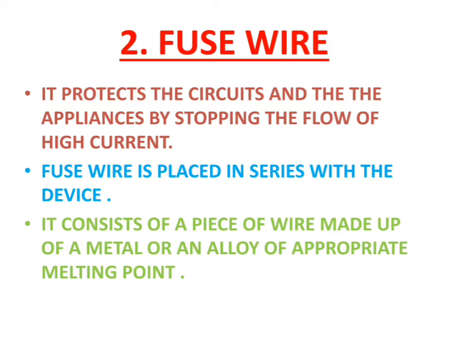It protects the circuit and the appliances by stopping the flow of high current. So let me explain this. अब जो हमारा fuse wire क्या होता है? It's simply just a wire. It is a piece of wire which is made up of a metal or an alloy of appropriate melting point.